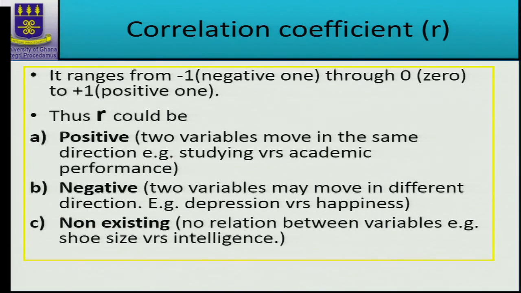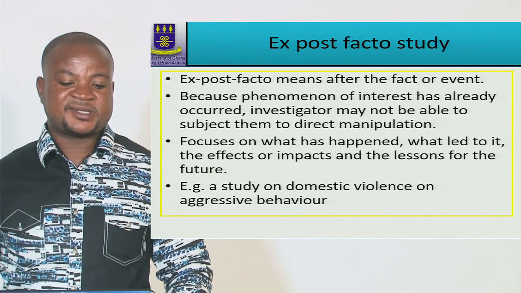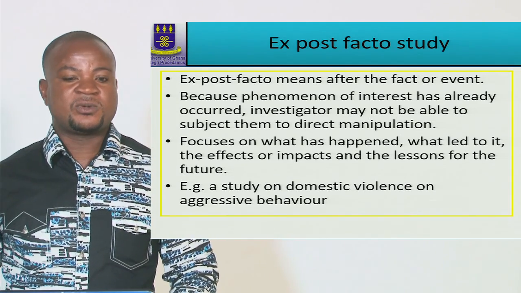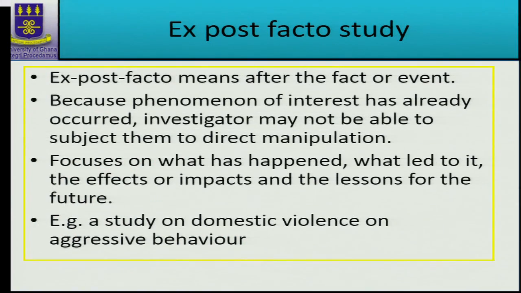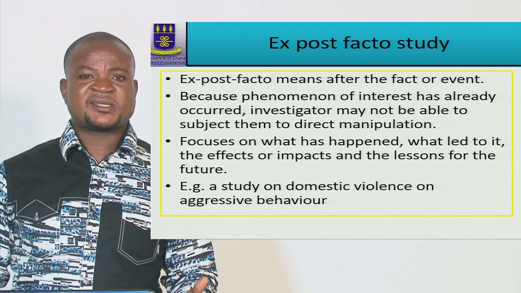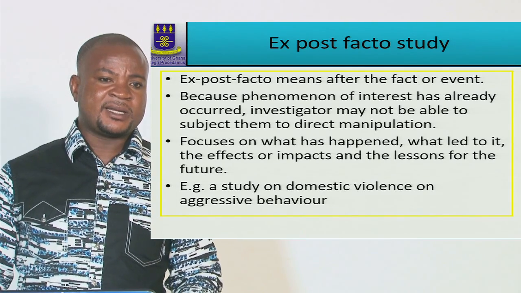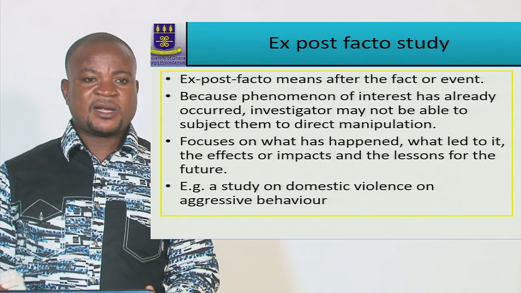Then another design that we have, another research method design that we have, is ex post facto design. Ex post facto means after the fact or after the event, and this is a study that takes place after the event has happened. And it is so because most of the time the event of interest has already taken place. It has already occurred, and we can't manipulate it. So for example, we want to find out about people's experiences about the Ebola that has happened in our neighboring countries. We cannot manipulate the Ebola.